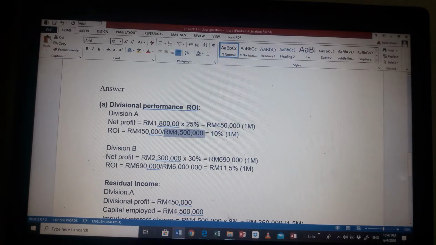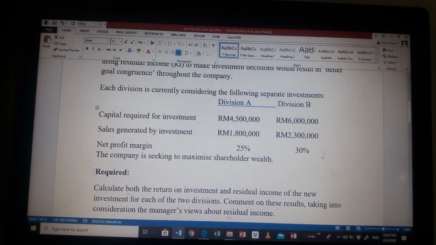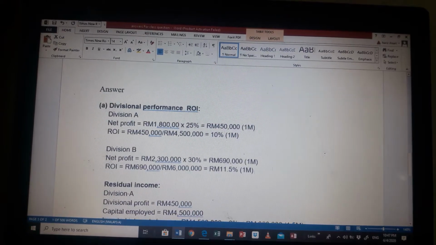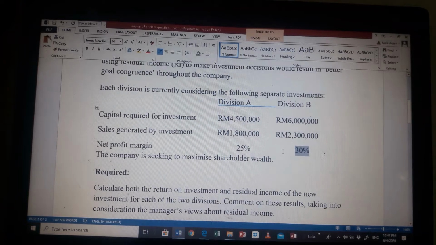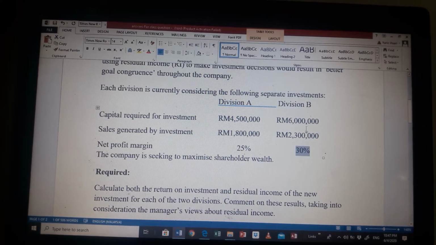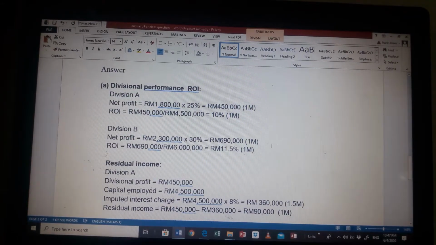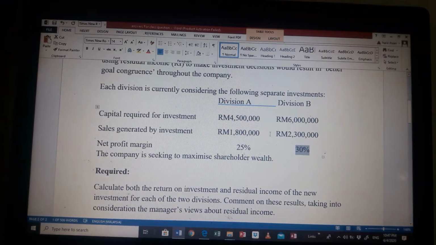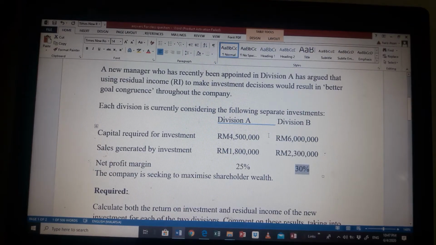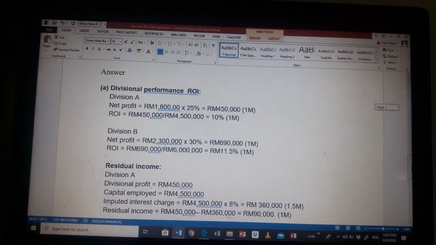So division B, sales of 2.3 million, however, has a net profit margin of 30%. Hence when we multiply it, we will get a 690,000 profit. So 690,000 over 6 million equals the ROI for B. So for the question, the ROI for division A will become 10%, and the ROI for division B is 11.5%.